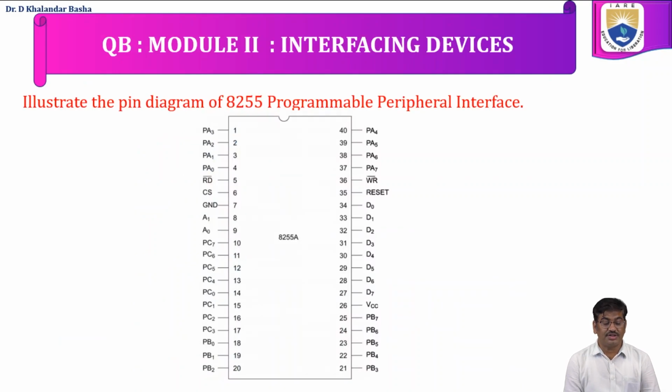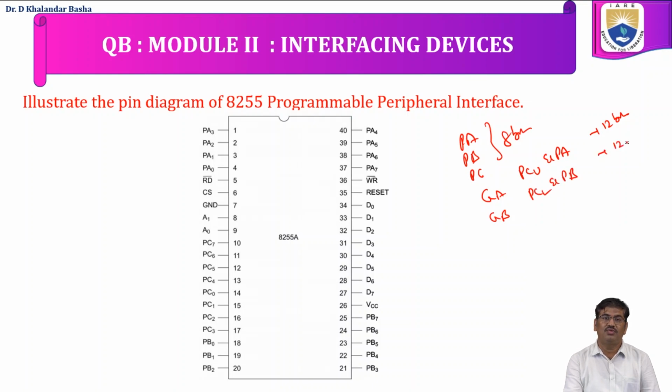The next question is to illustrate the pin diagram of the 8255 programmable peripheral interface. We know that 8255 is a programmable peripheral interface which is used to connect IO devices to the microprocessor, where the 8255 consists of 3 ports, that is port A, port B, port C. All these ports are 8-bit ports which we can group into two groups, group A and group B.